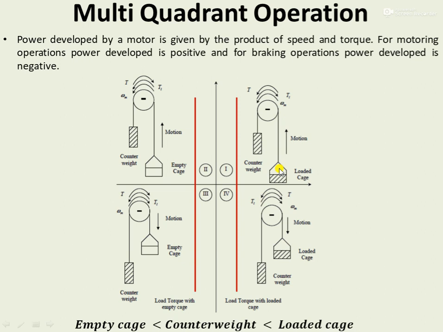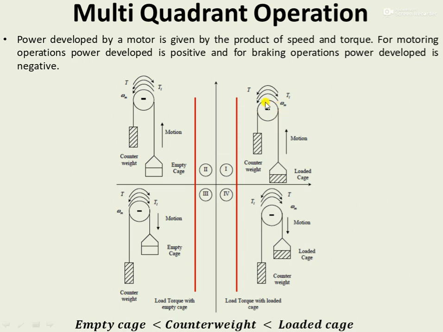There is no other way that this loaded cage will move automatically in the upward direction, since the weight of this loaded cage is greater than that of the counterweight. So the only provision by which this loaded cage can be moved in the upward direction is by applying an external torque, or applying external power to this drum by using a motor.